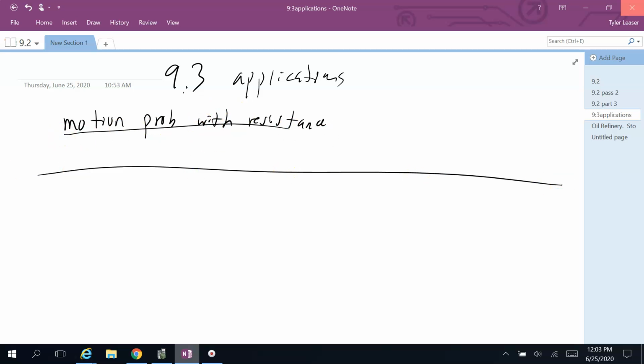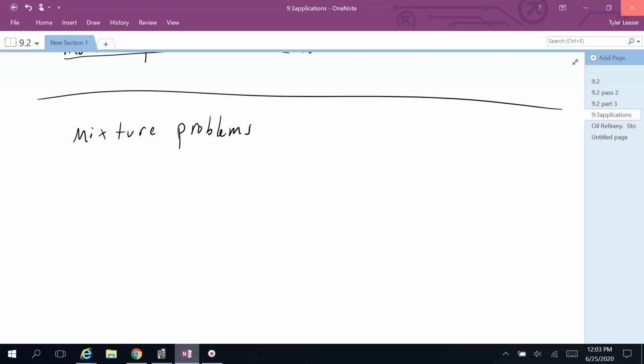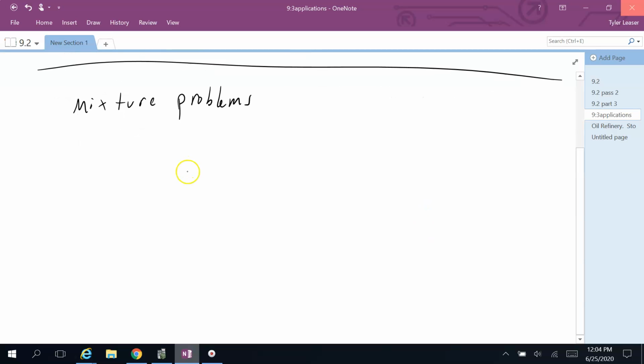What we're going to do is not motion problems. In this video, we're going to do mixture problems. But a little bit more complicated than you're probably used to mixture problems in algebra class. These are the kind of mixture problems that we're going to be doing.